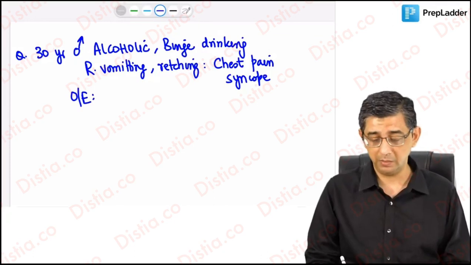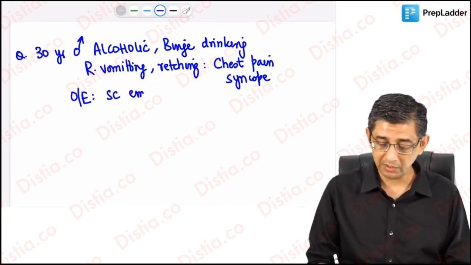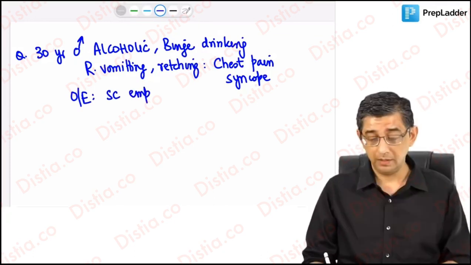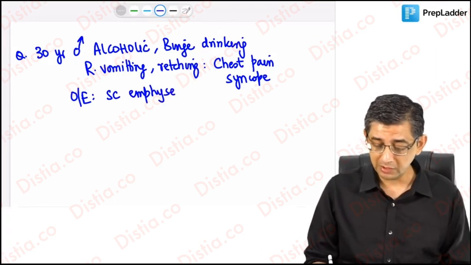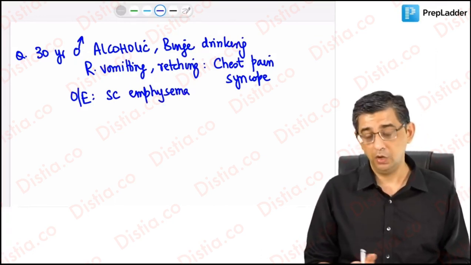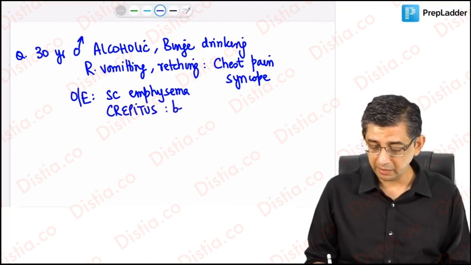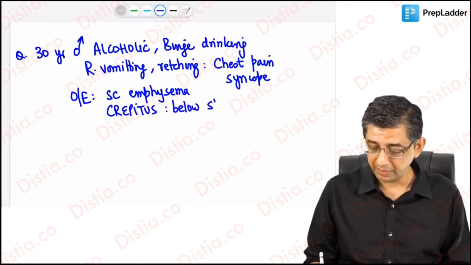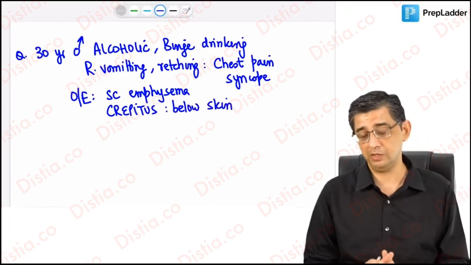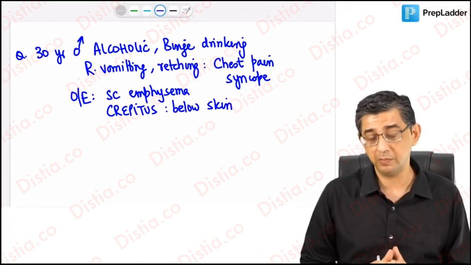where, when you're doing a physical examination of this patient, you are noticing that he's having puffiness of his eyes. This puffiness of the eyes is because he's having subcutaneous emphysema, or he might say crepitus below the skin. You see, when I say this statement, you are very comfortable with the fact that I'm not discussing Mallory-Weiss, because in Mallory-Weiss there was no subcutaneous emphysema.